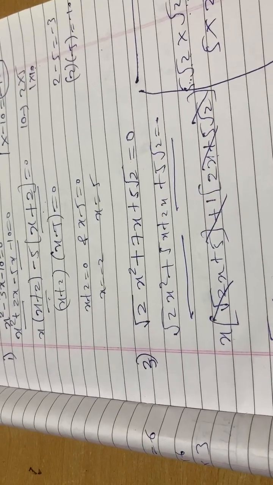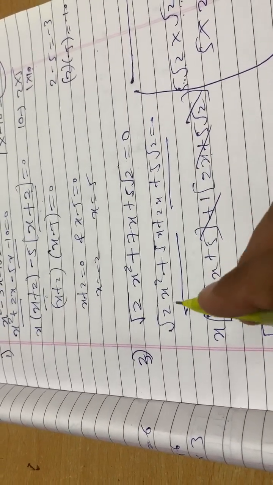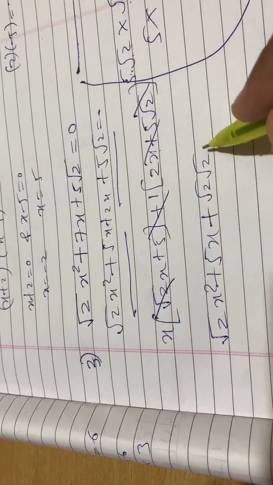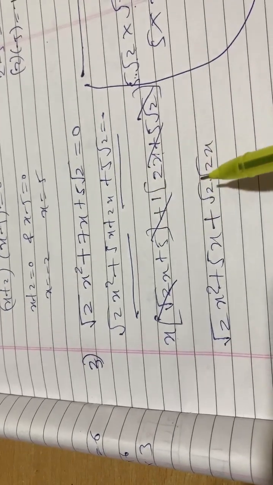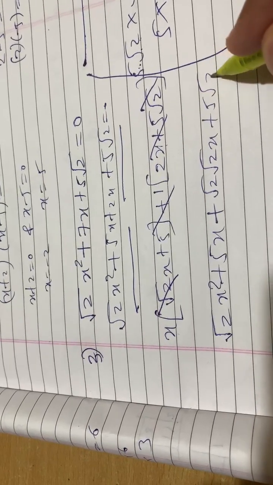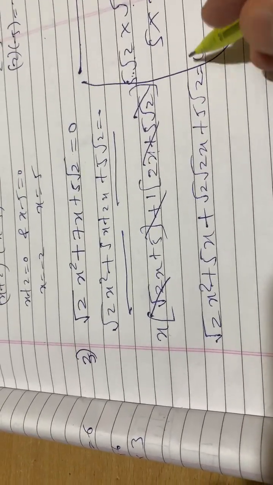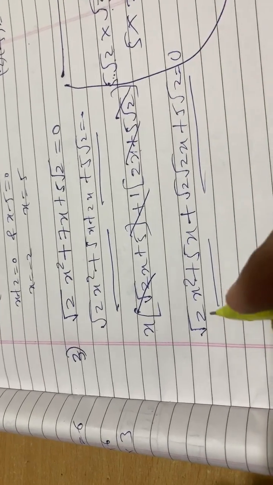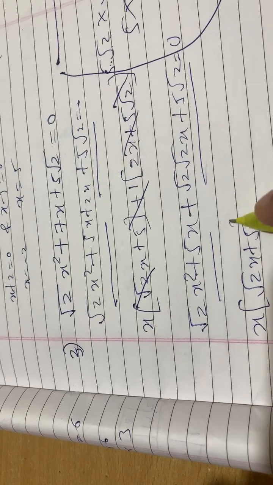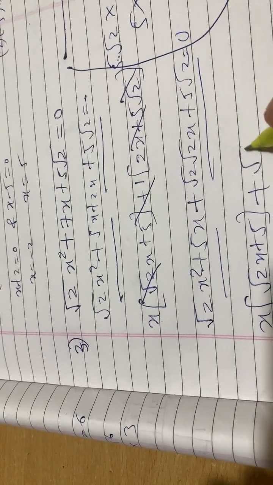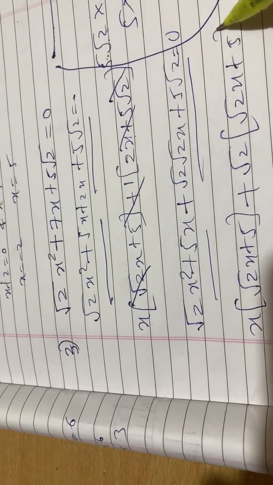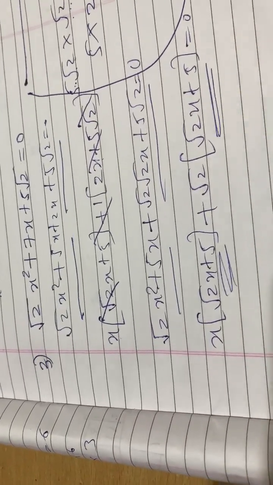See this step carefully. I have written the first two steps as it is. Can I write 2 as root 2 into root 2? Is it still the same? 2 can be written as root 2 into root 2, and the remaining thing as it is, equal to 0. Now take common. Now you will get the answer. What is common? X, root 2x plus 5. Now what is common? Root 2 is common. So root 2x plus root 2 is common, so only 5. See, if you observe, the bracket is coming same.